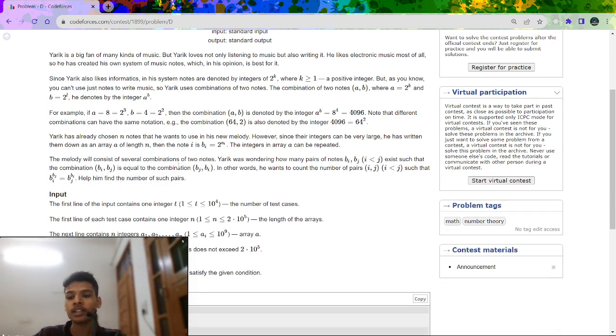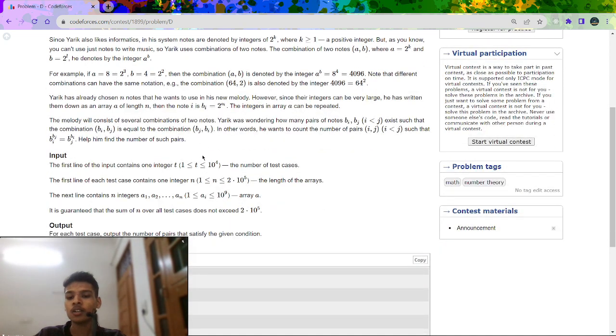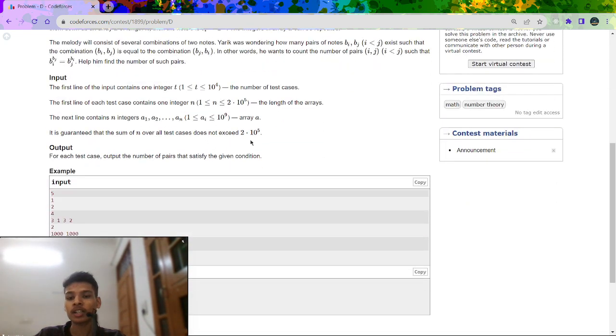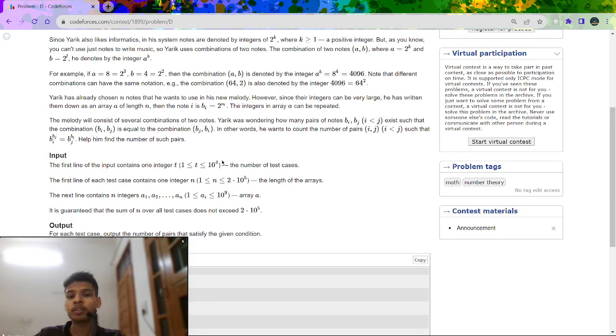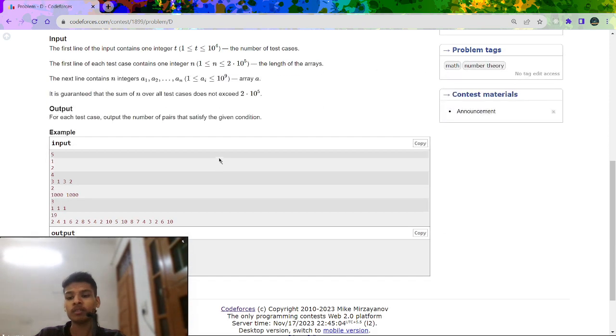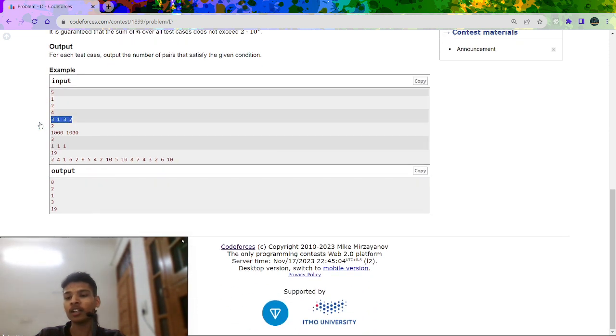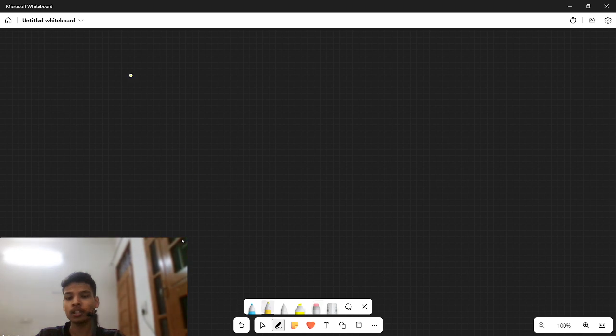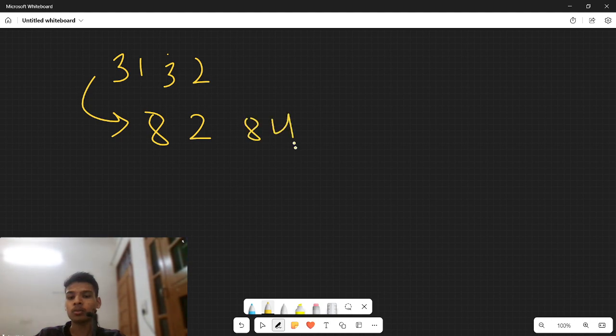The problem says that we will be given an integer array of size n, and what is the current number representing? The current number represents 2 to the power a of i, which means if I have a of i equal to 3, this will represent 2 to the power 3 only, right? So if this is my array 3 1 3 2, this will represent 8, 2, 8 and 4. If I show it here, if I have such an array like 3 1 3 and 2, this will represent only 8, 2, 8 and 4, right?